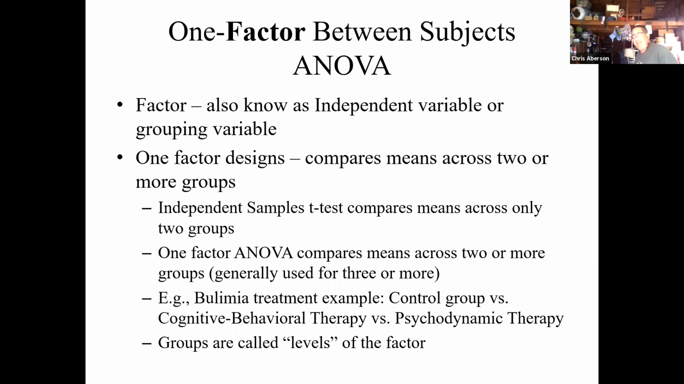For example, we might be interested in the effectiveness of a variety of different types of bulimia treatment. We could have a control group where people got no therapy, a cognitive behavioral therapy group. We could add in a psychodynamic group. A t-test wouldn't be able to handle that, but analysis of variance can. The groups within the factor are called the levels of the factor. So you have the factor, and then the different groups are called the levels. You have to have at least two levels, otherwise you don't actually have a factor.